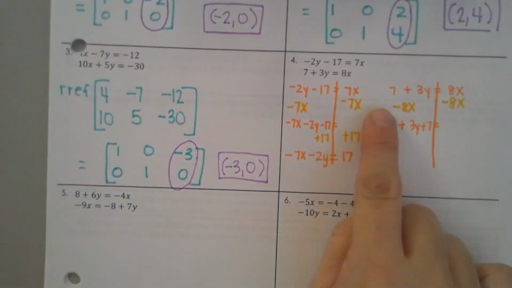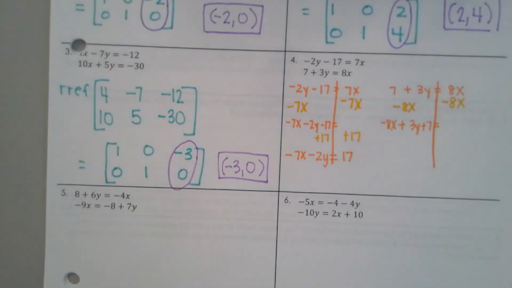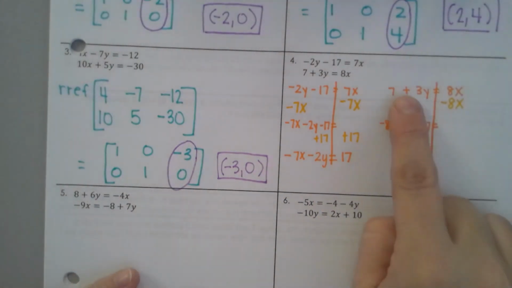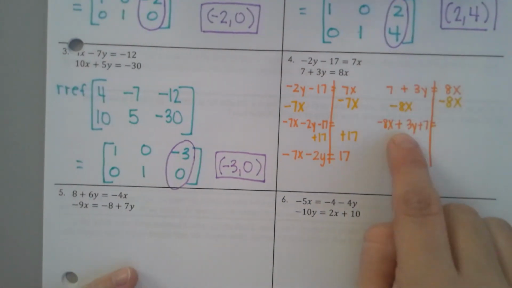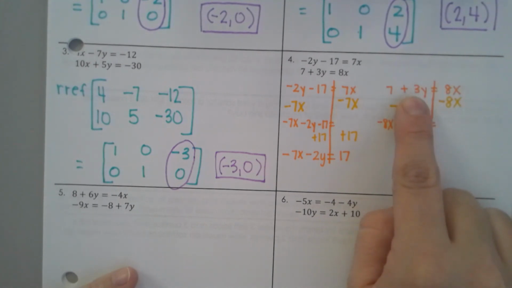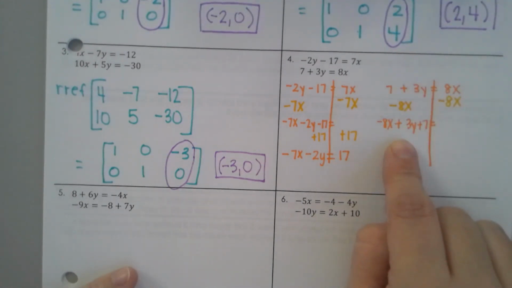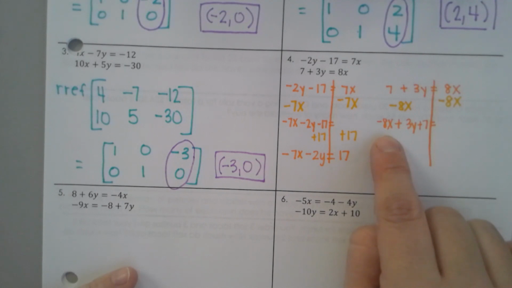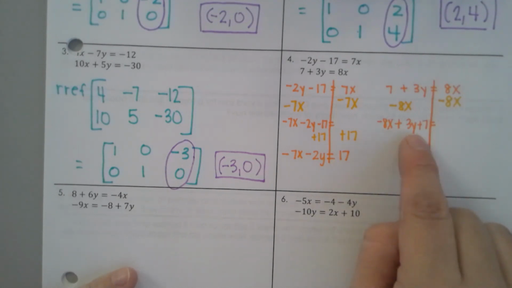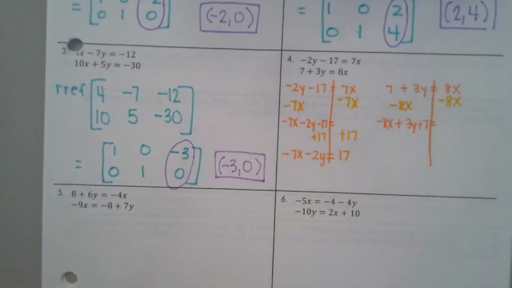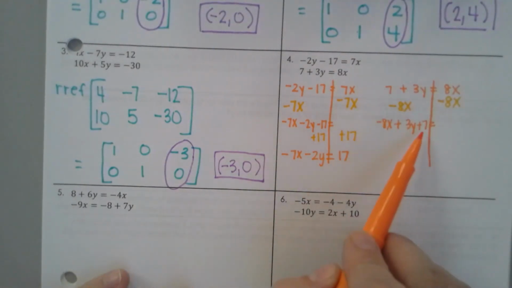So I moved the 8x over here. It just became negative. When you move something to the other side of the line, it changes its sign. How do you know to add 3y instead of subtract? It was already a plus 3y. They have a 7 plus 3y. Negative 8x. How do you know what to put in front of a 7? Well, the 7 was already positive, so I just brought it down as positive.